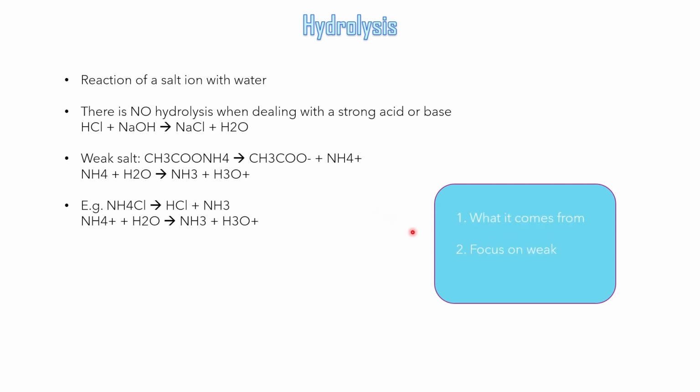So, you first need to identify what it comes from. The NH4 comes from NH3, and the Cl comes from HCl. Then you focus on the weak one, being the NH3. Then you just do the equation and make sure you have water in the equation because it is hydrolysis, meaning water.